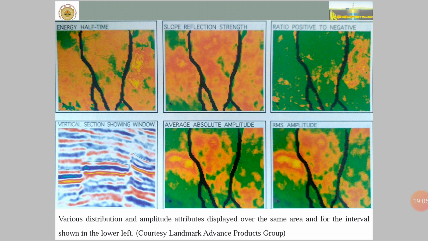We can also see that various types of amplitude attributes or energy attributes can be used over the same area, over the same interval to understand hydrocarbon presence. In this case, we can see that there is an energy half time attribute, then there is a slope reflection strength, we can use a ratio attribute, we can use an average absolute amplitude, and also we can use an RMS amplitude in order to understand the structural disposition and also superimpose the attributes on structural maps.